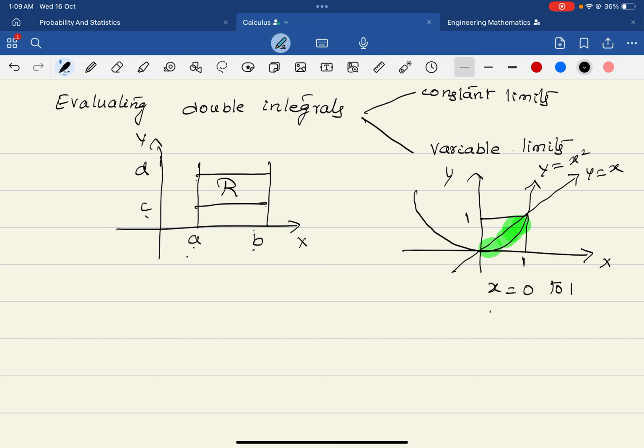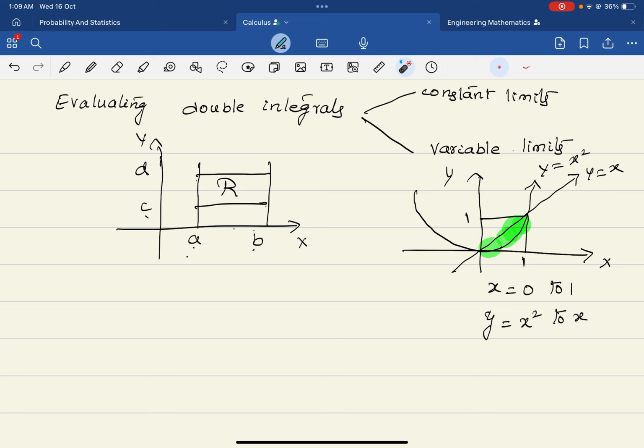Then if I say y is also from 0 to 1, that becomes the rectangular region. So what we take is y is from the parabola to the straight line, so y is equal to x square to the straight line x. This is called the variable limits. The double integrals we are solving by using constant limits like this, and variable limits means like this. When the region is a curved region like this, then we use the variable limits. So this is the difference.